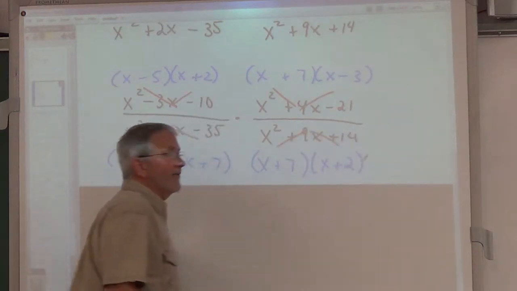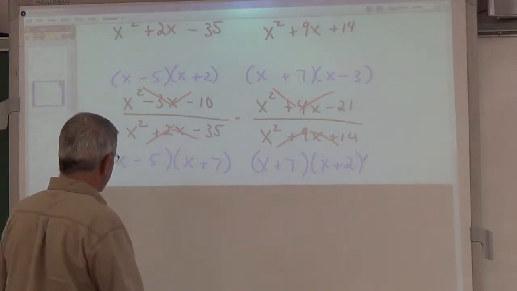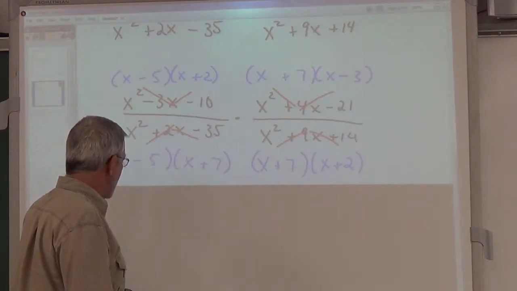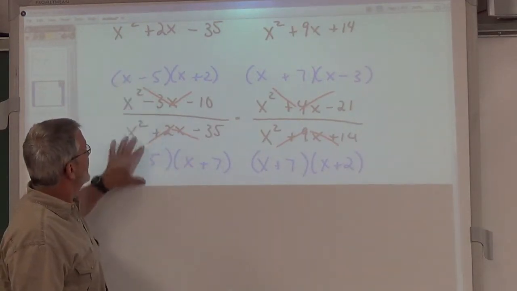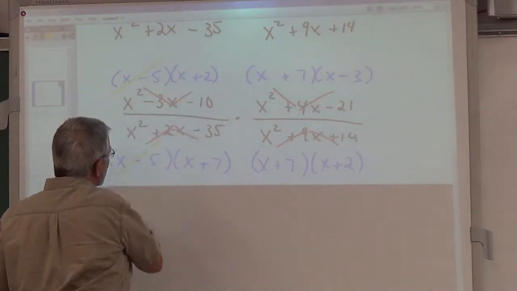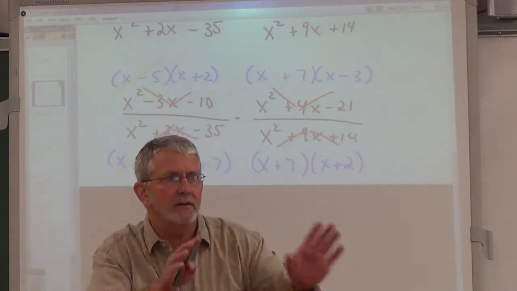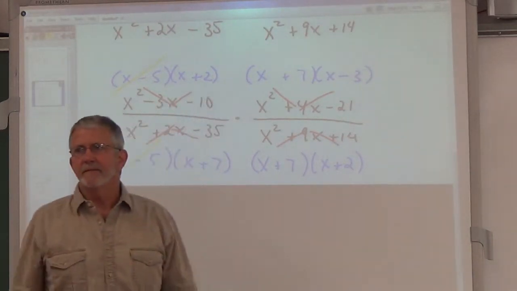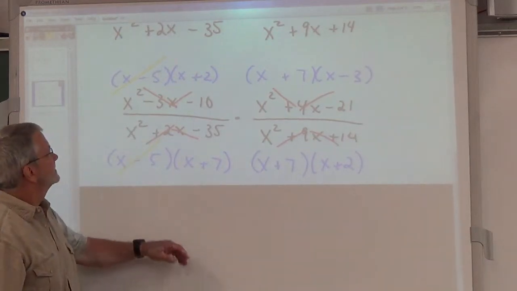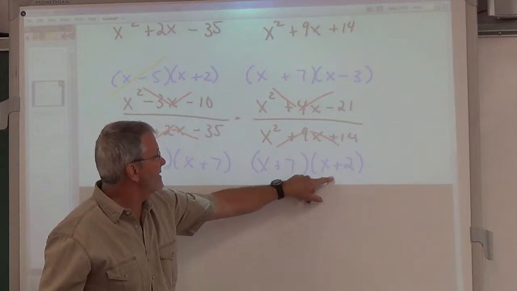And now I cancel like factors. Let's cancel some like factors here, okay? So now, do I have an x minus 5? Oh, yeah, on the bottom right there. So those cancel. Keep in mind, you can pause the video and rewind if you need to. Okay, do I have a factor of x plus 2? Yes, right there it is.